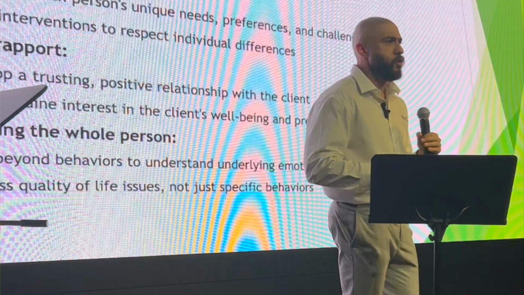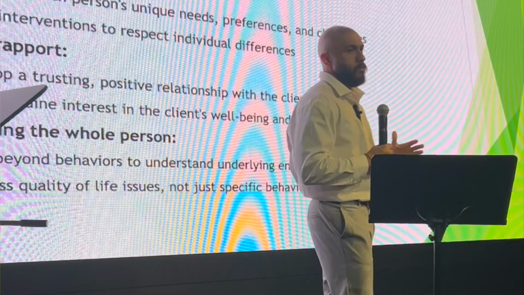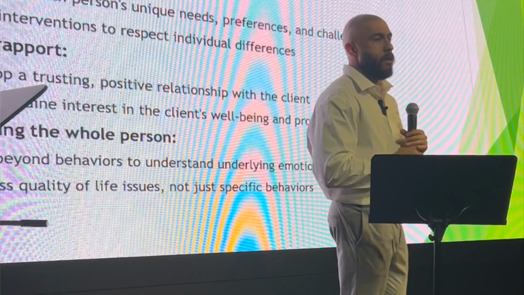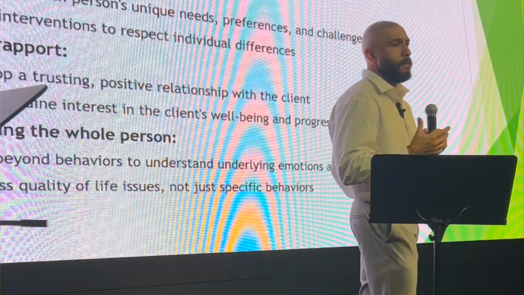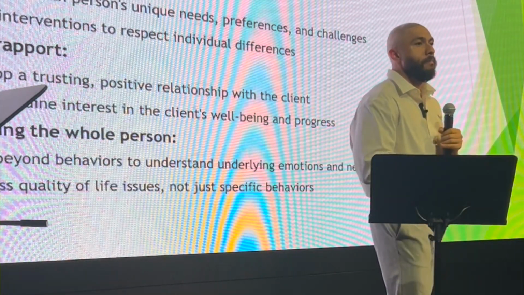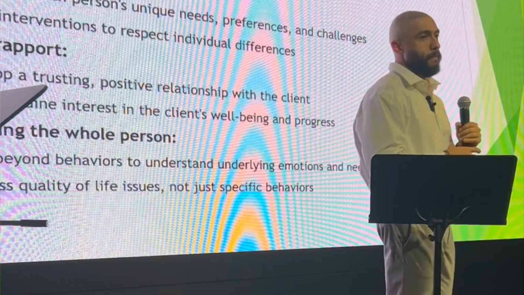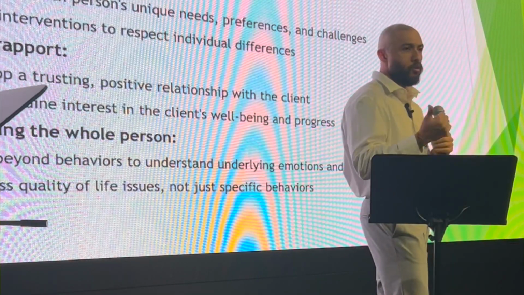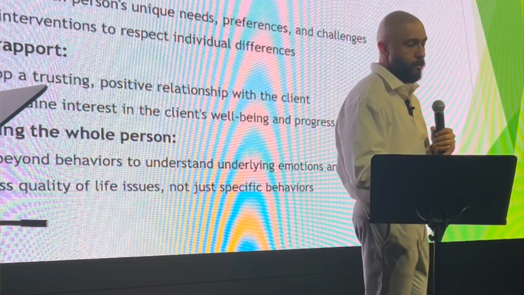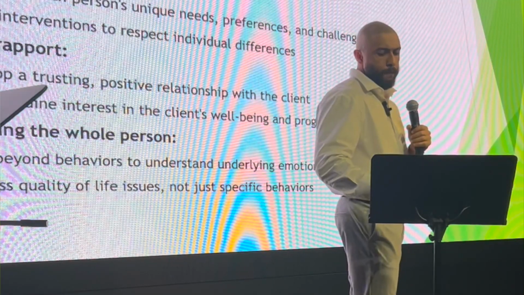So considering the whole person is very much aligned with a holistic approach, right? And the holistic approach, we take all things into account. Anything that could be influencing behavior, right? And this in ABA is something that is not common because we don't have enough training on many other different areas that affect behavior, both from an emotional standpoint, but also from a physical standpoint. And we'll cover some of those now.